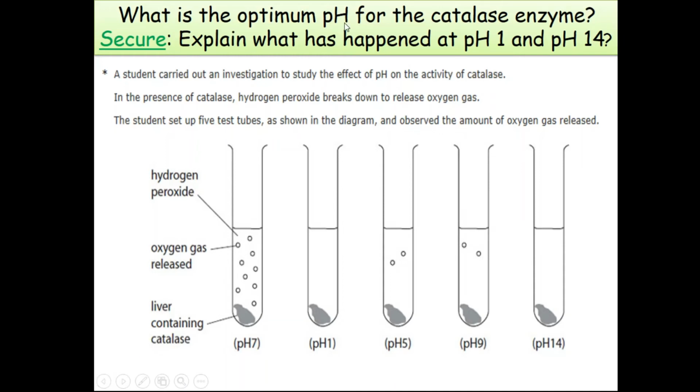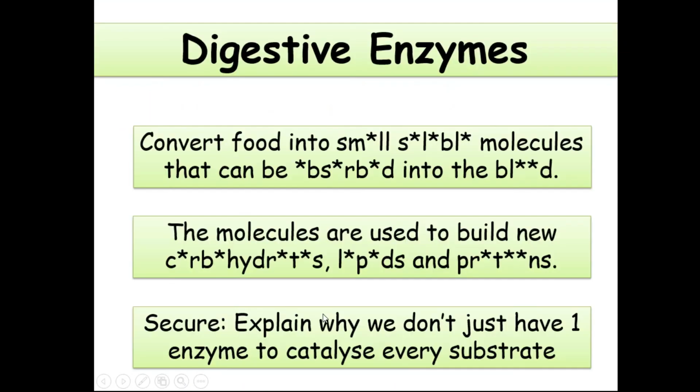On the other hand, what has happened at pH 1 and 14, we've got absolutely no bubbles released over here. So that must mean, if you look at the pH scale, pH 1 is very, very acidic and pH 14 is very, very alkaline. So there is a chance that these very low pHs or very high pHs may have denatured our enzyme, and that's why we see no breakdown of hydrogen peroxide into oxygen gas. Whereas in the middle ground over here with pH 5 and pH 9, we did see some breakdown, but here, none at all.